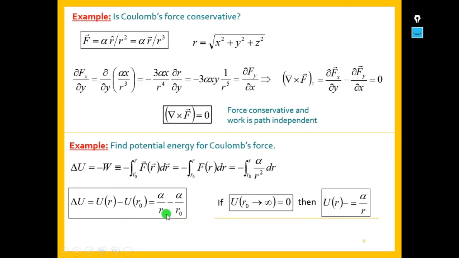So if r naught tends to infinity, then U(r naught) becomes 0. Then U(r) is equal to alpha by r. When r naught is infinity, alpha by r naught, which is inversely proportional to r naught, becomes 0. That means U(r naught) will become 0. When U(r naught) becomes 0, then our U(r) is equal to alpha by r.